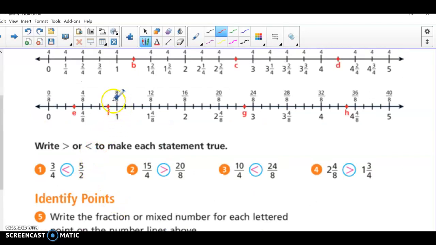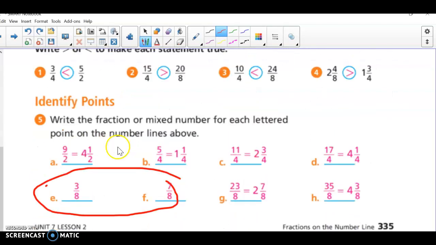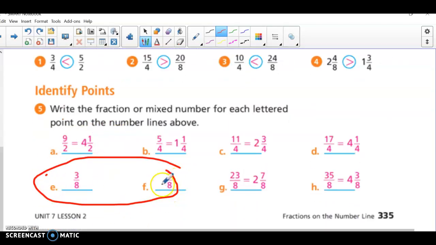Some of you knew, right? These two, E and F, are both less than 1. So you can't write a mixed number if it's going to be less than 1. You could have written 0 and 3/8 or 0 and 7/8 if you wanted, I guess, and technically you'd be right. But that's the reason there's only a fraction written and not a mixed number.